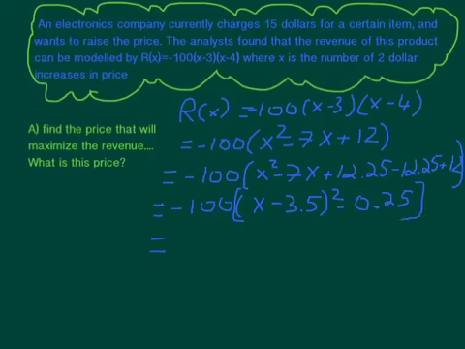If it's not clear what I'm doing here, go back to the previous slides. Okay? I'm doing exactly the same process. Okay, so I now know that my vertex, let's do it in a different color, I now know that my vertex is 3.5, 25.